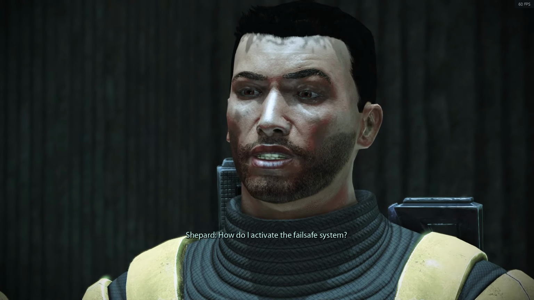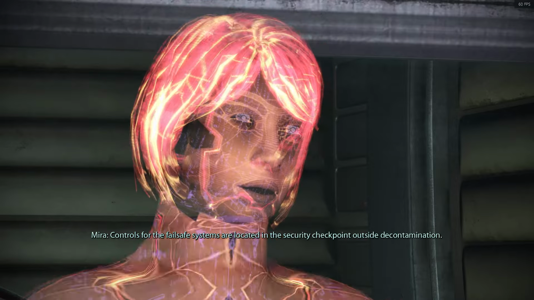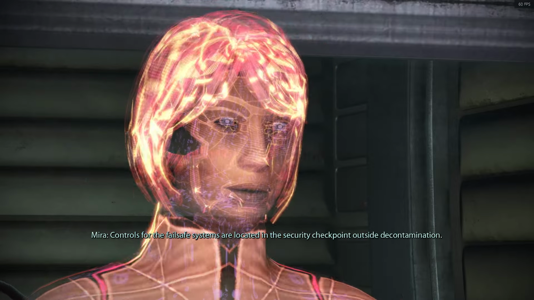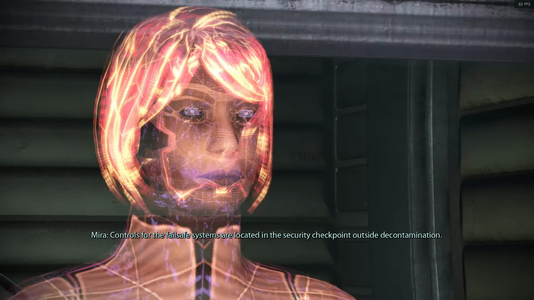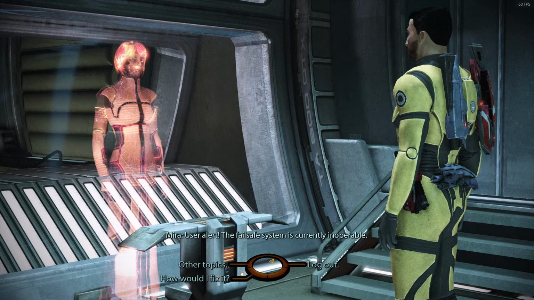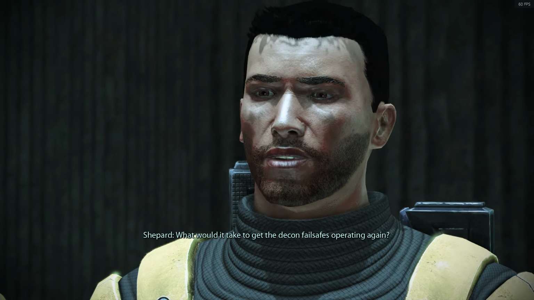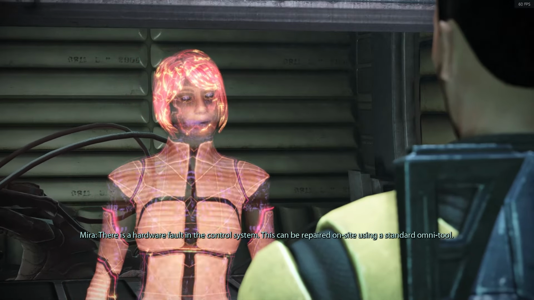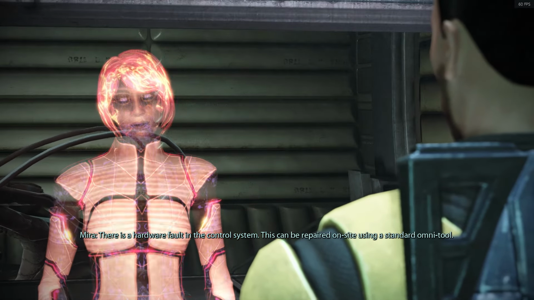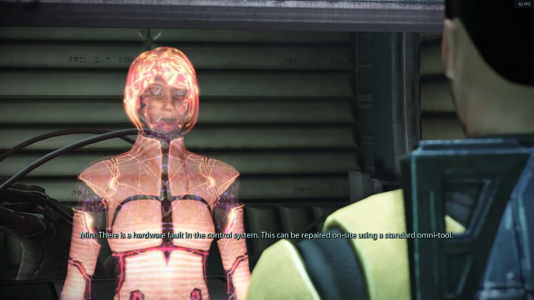How do I activate the failsafe system? Controls for the fail-safe systems are located in the security checkpoint outside decontamination. User alert. The fail-safe system is currently inoperable. What would it take to get the decon failsafes operating again? There is a hardware fault in the control system. This can be repaired on-site using a standard Omni tool.